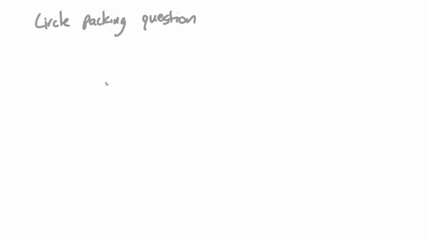So the circle packing question basically says, okay, you have a bunch of cylinders, n cylinders. What's the shortest length of string you could use to pack them? So let's see what I mean by that. So we're going to do a top-down view of the cylinder. So this is the face, the circular face of a cylinder. And it's a top-down view.